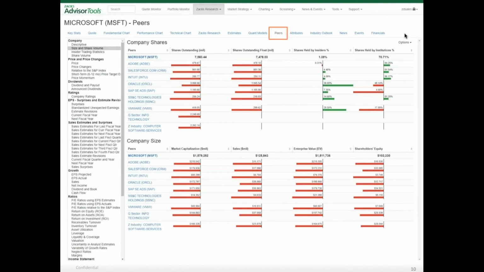So this peers tab is where you can take advantage of all of that in-depth data and then line it up against a company's top competitors, as well as its broader industry as a whole, just to make sure that you are picking the top performer amongst its top competitors.